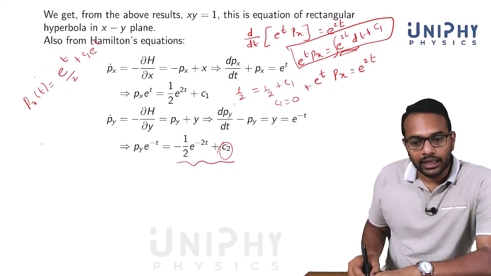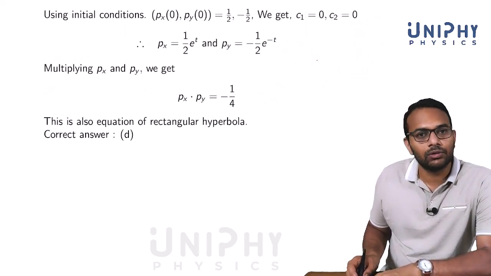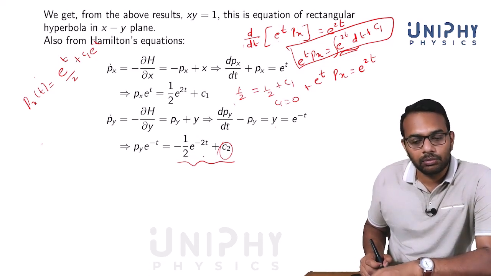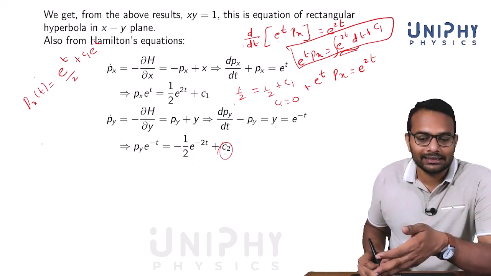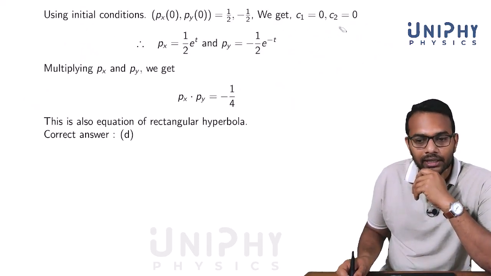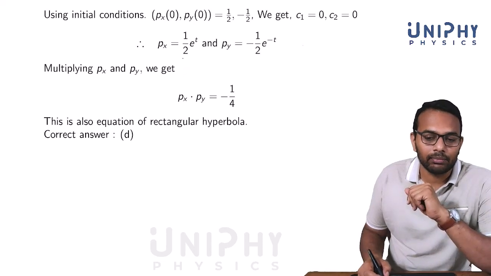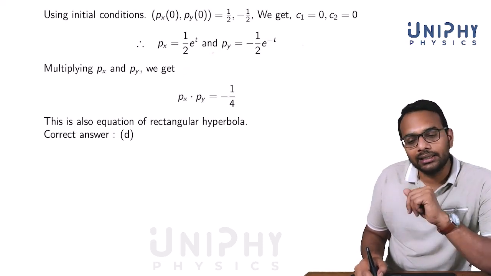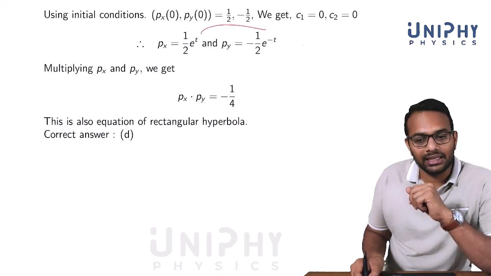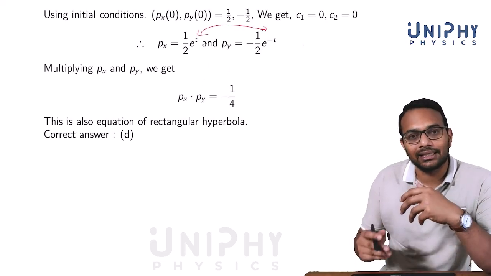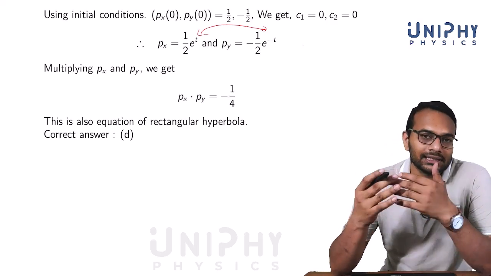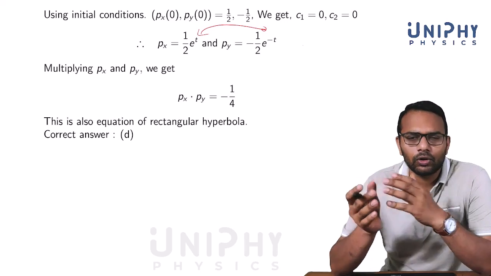Again, you can find c2 is also equal to 0 in exactly the same way, because here py of 0 is given to be minus 1 by 2. So in exactly the same way, you will find that c1 and c2 are equal to 0. Now we have got px is equal to 1 by 2 e raised to t and py is equal to minus 1 by 2 e raised to minus t. Now we need to eliminate t from this, because what we need is the curve in the px py plane, which means that what you need is a function px as a function of py or py as a function of px.